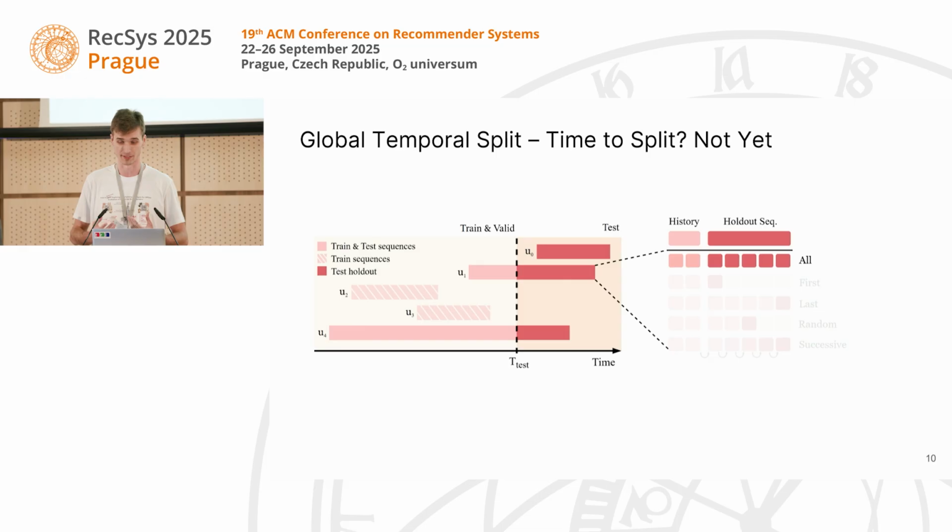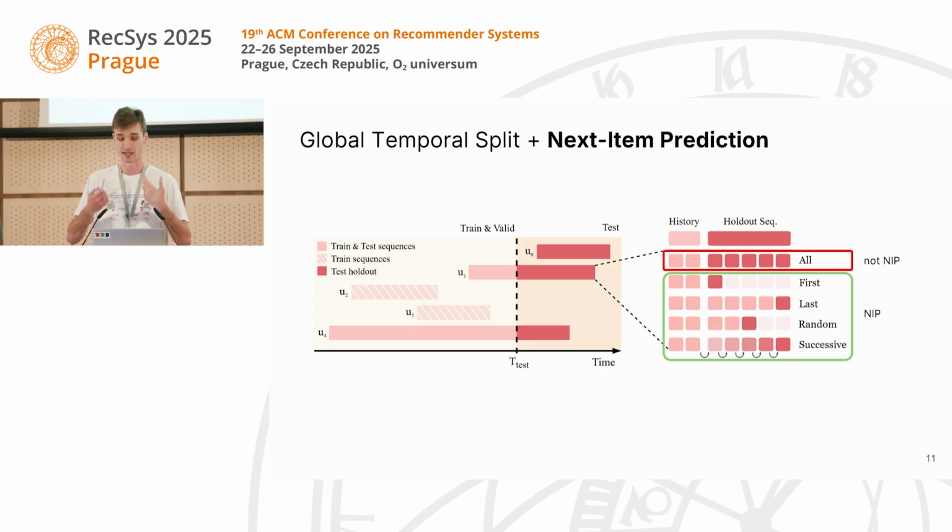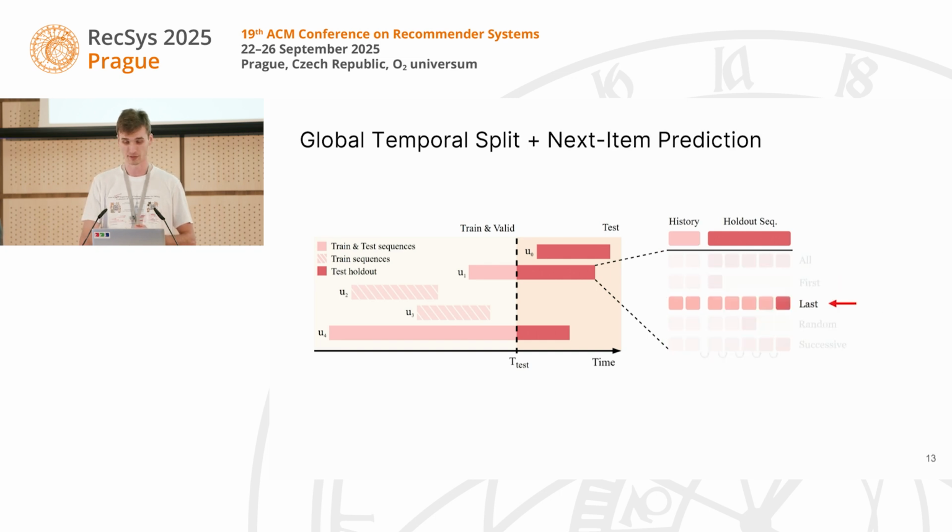To align GTS with next item prediction, we define the target inside the holdout part of a sequence for each test user. Instead of using a widespread all-items target, which, as we discussed, is not tailored for our task, we can consider more task-aligned targets. For each test user, we can take either first, last, random, or successive targets.